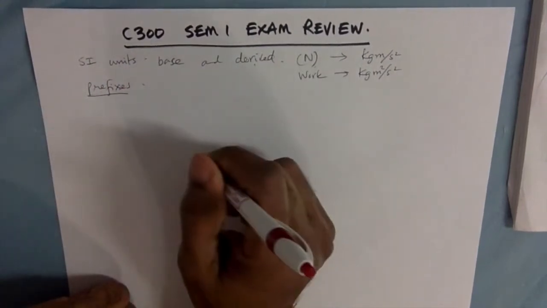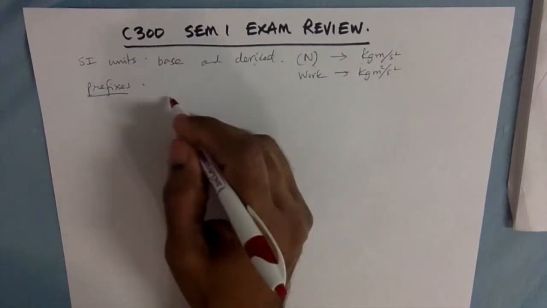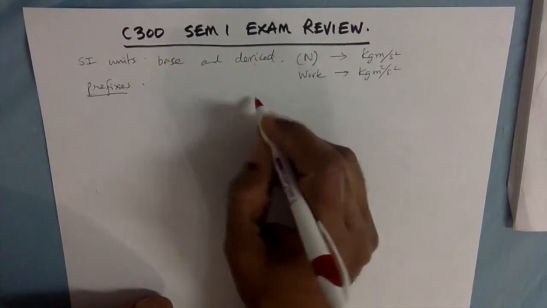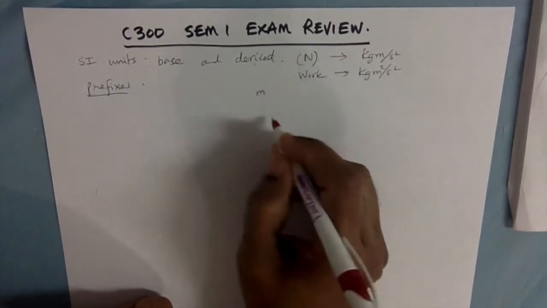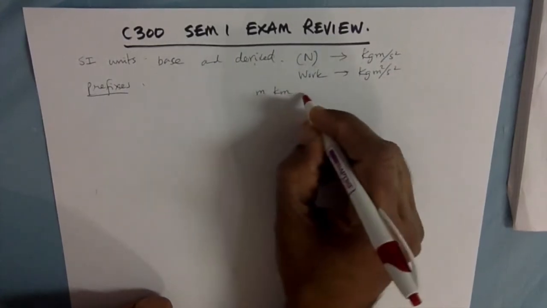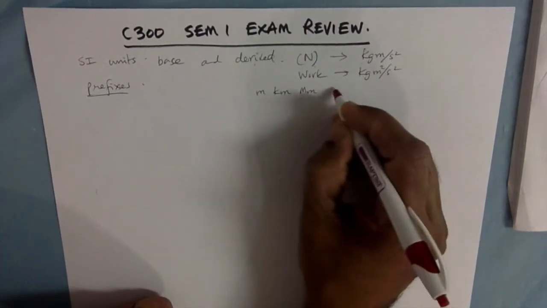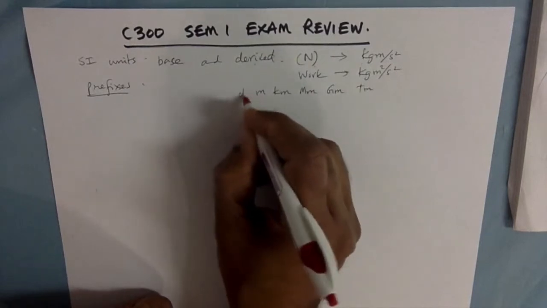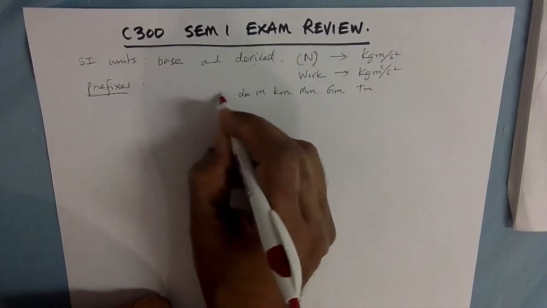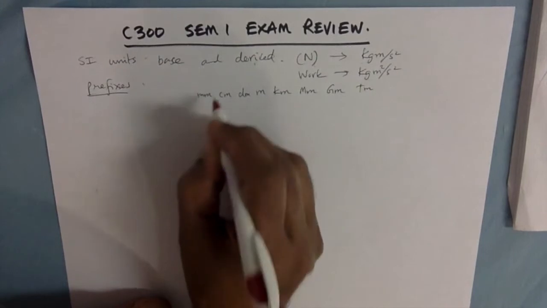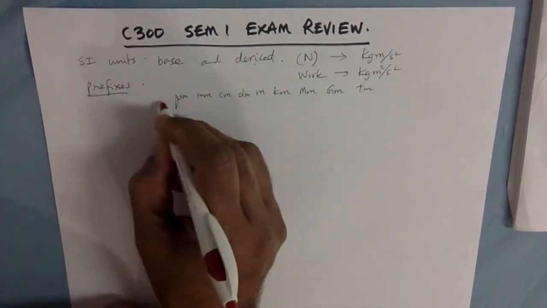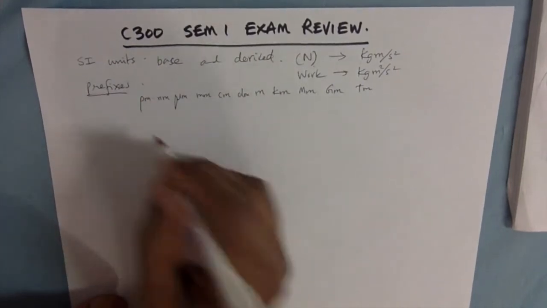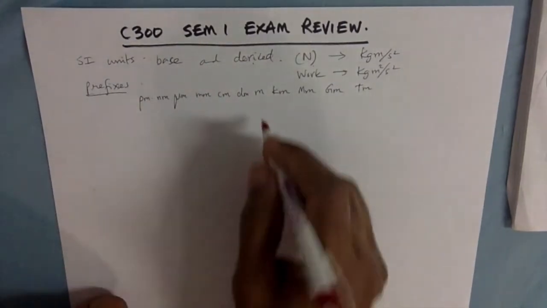So conversions using prefixes, something that you need to be confident about. Like for instance, meters, kilometers, megameters, gigameters, terameters. Backward it is decimeter, centimeter, millimeter, micrometer, nanometer, picometer, and so on.